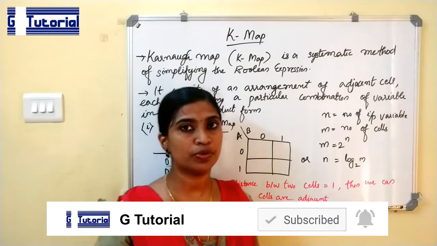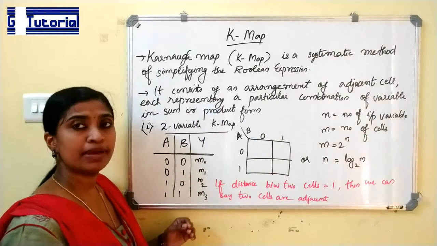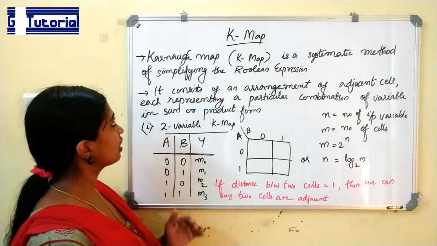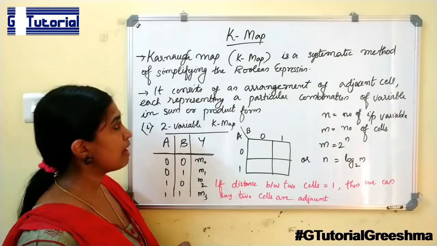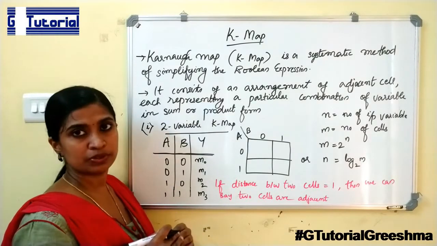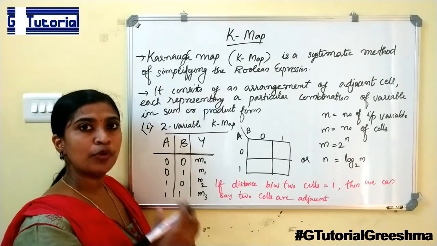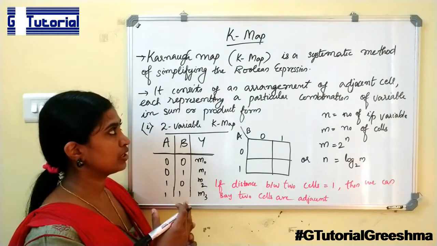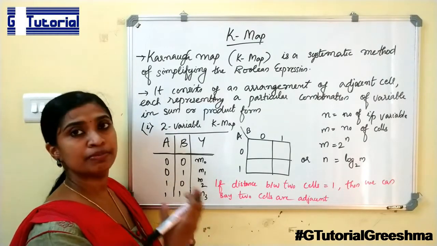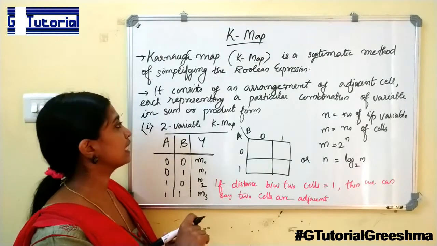Now let us get to the portion. First, let us see what is meant by K-map. K-map, or Karnaugh Map, is a systematic method of simplifying a Boolean expression. We have already seen how to simplify a Boolean expression, and K-map is another method for simplifying it.